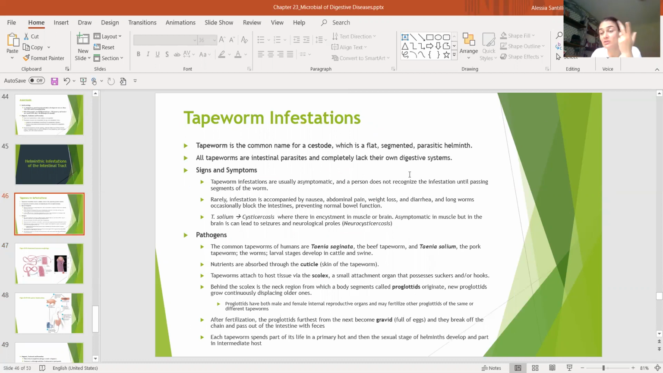Yeah, so they lack their own digestive system in the sense that they don't have a mouth and an anus, etc. Okay, so signs and symptoms of having a tapeworm. Now, honestly, a lot of people are asymptomatic. They may have tapeworms and they don't have any actual issues, but things can get bad, and you can have other things like weight loss.